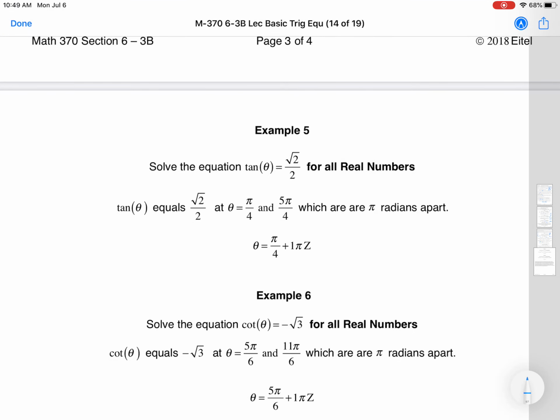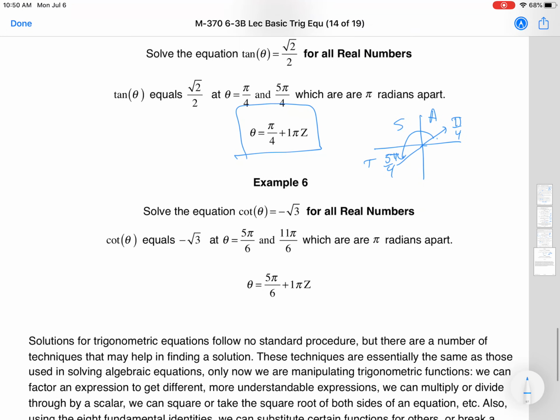Let's see another example. Tangent theta is root 2 over 2. Well, we know that that is a pi over 4 reference angle, and because it's positive, it's in the first quadrant. And it's in the third quadrant, right? All students take. And this is going to be 5 pi over 4. Now look, they're directly across from each other, so you're going to be able to get through it with just one single pi, because they're only pi radians apart.